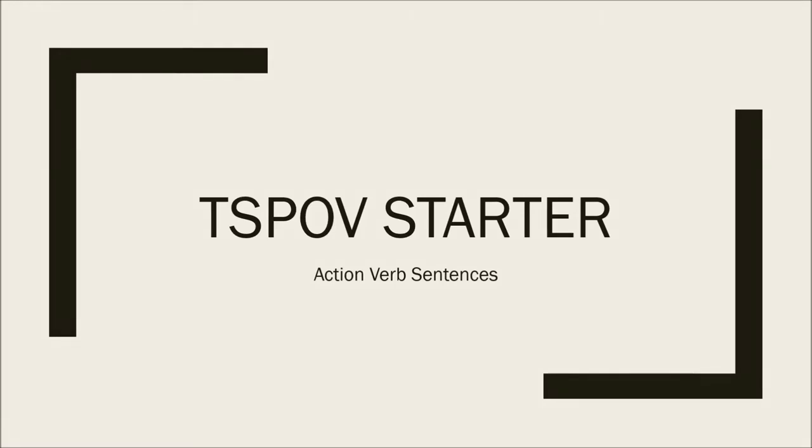So we're going to talk today about simple sentences in Japanese. We call them TSPOV sentences, and those involve action verbs. So when I say simple sentences, I'm not talking about the A is B, like desu sentences, like kore wa ringo desu. That's desu. I sometimes call these masu sentences.